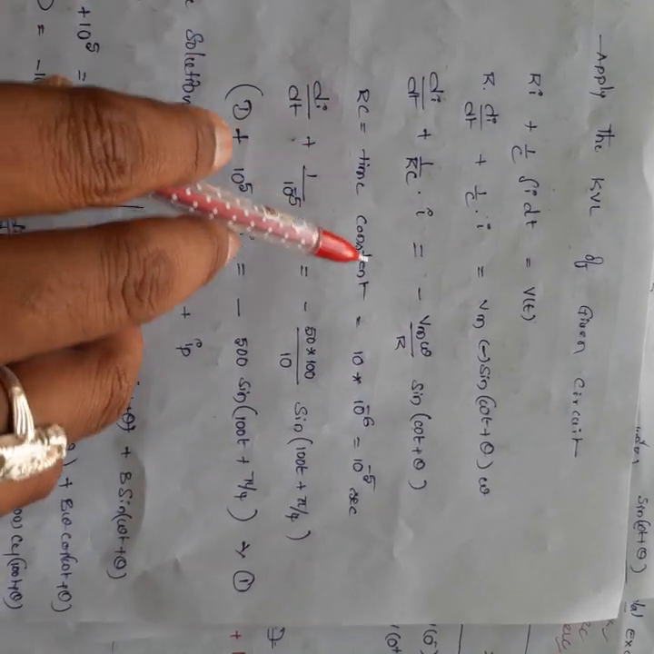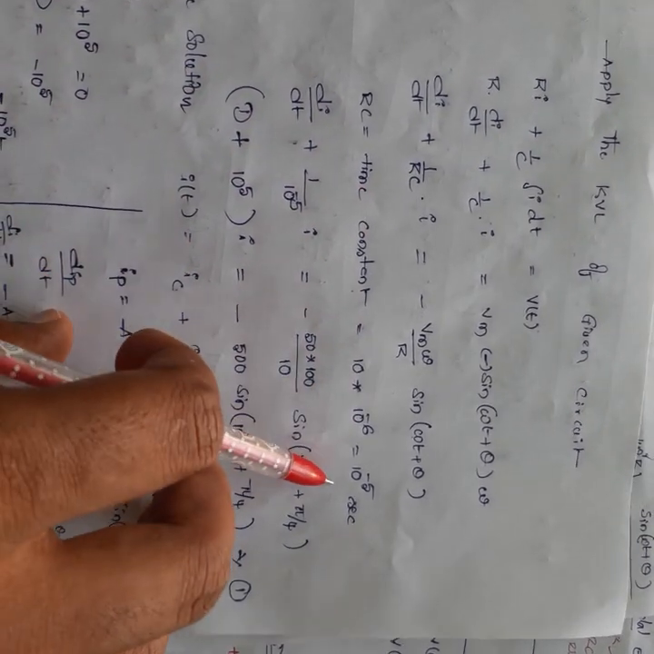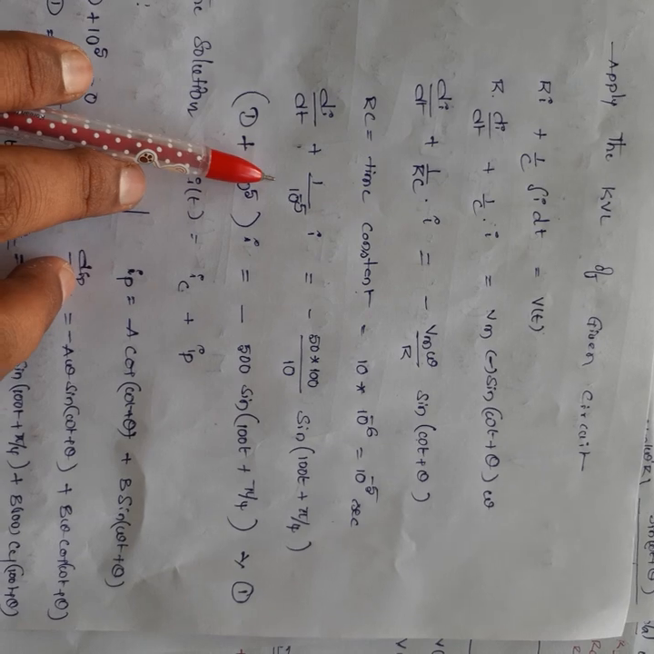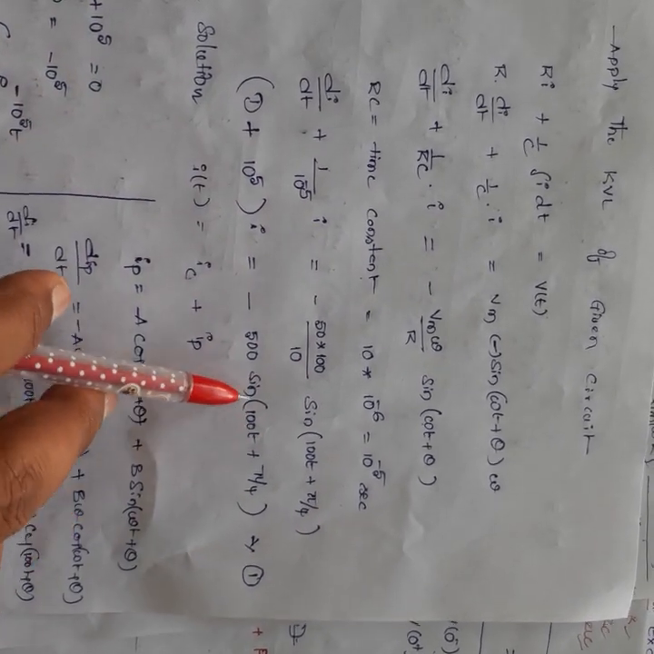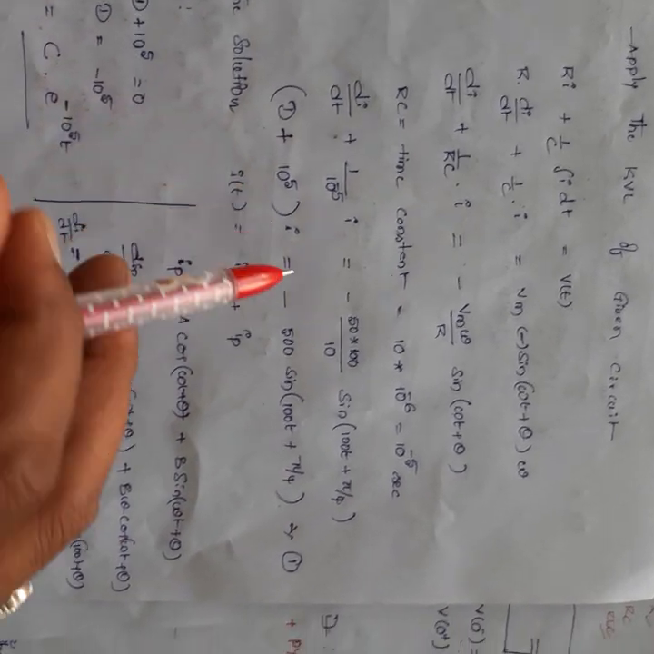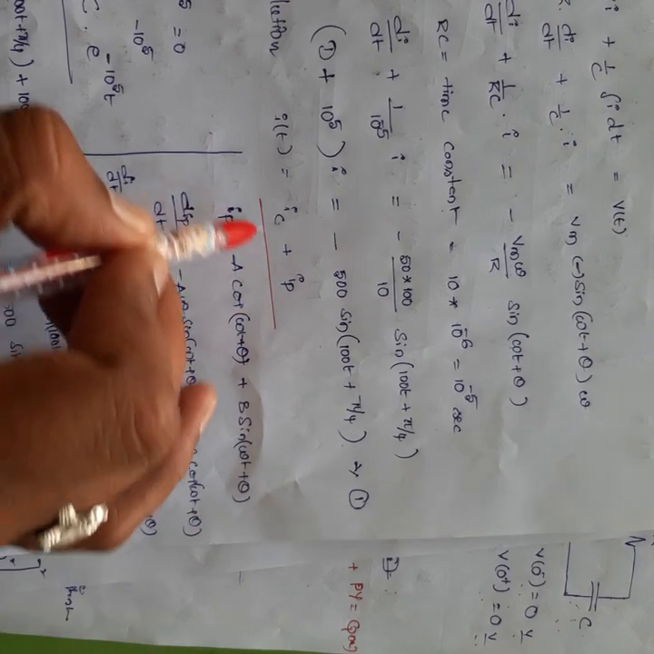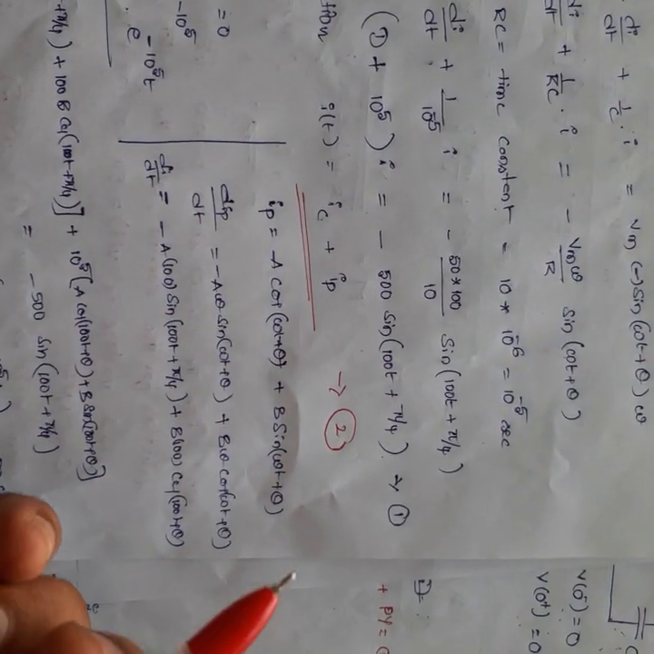Here RC is the time constant, that is R is 10, C equals 10 to the power of minus 6, so RC is 10 to the power of minus 5 seconds. That value is substituted here. Finally you get the function like this. This is taken as equation 1. The total, complete solution is this, which you can make as equation number 2.